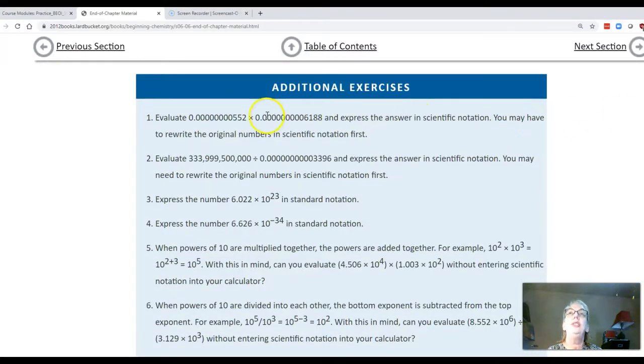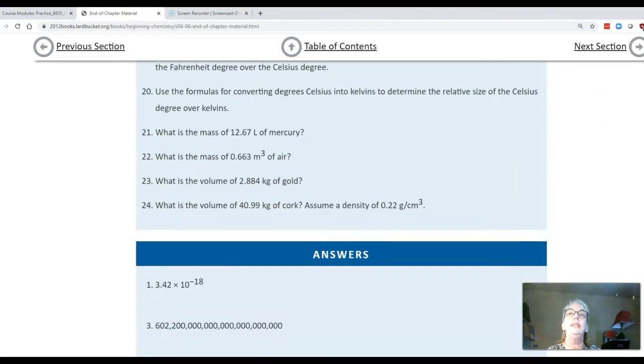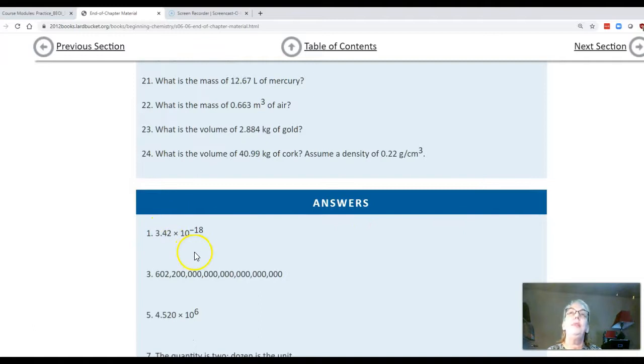So I need you to show me that you're going to evaluate this. You're going to write these down and then multiply them and say it equals, and then you have to write your answer in scientific notation. So I can't accept your work if you just give me this answer, because that's not showing me that you know how to do the math. So there's lots of math in chemistry, and I need you guys to show me your work so that I know that you know what you're doing.